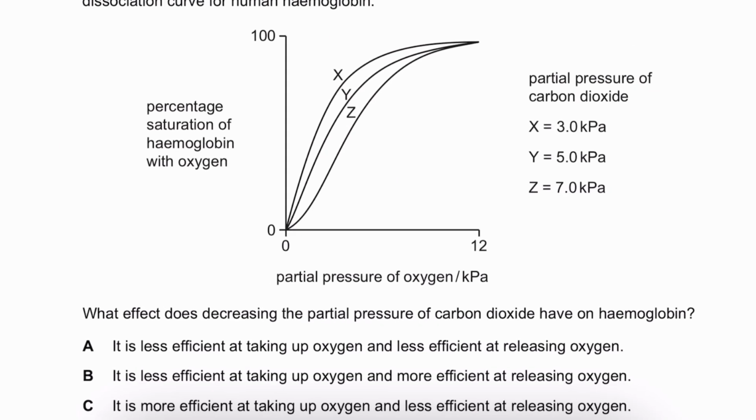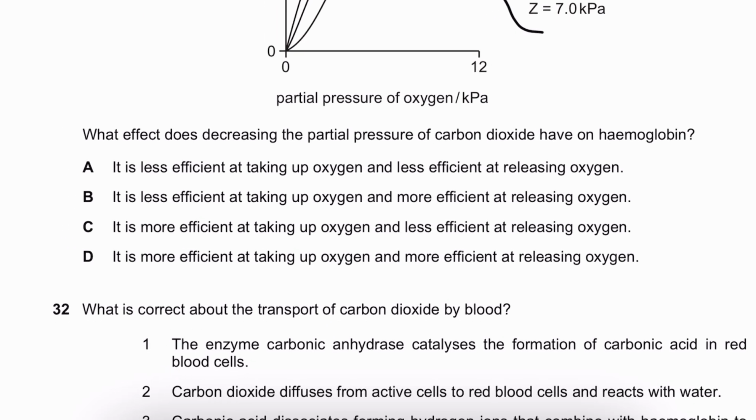The graph shows the effect of 3 different partial pressures of carbon dioxide on the oxygen dissociation curve for human hemoglobin. You can see that we have different partial pressures of CO2, and as you increase the partial pressure of CO2, the graph is shifted to the right, and the affinity of hemoglobin to oxygen is going to decrease. So what effect does decreasing the partial pressure of carbon dioxide have on hemoglobin?